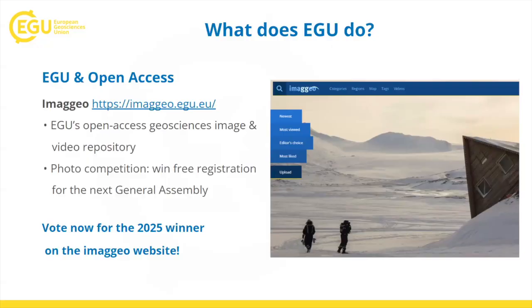So go to the Imagio website, vote for the winner, and then they can also benefit from the competition as well.